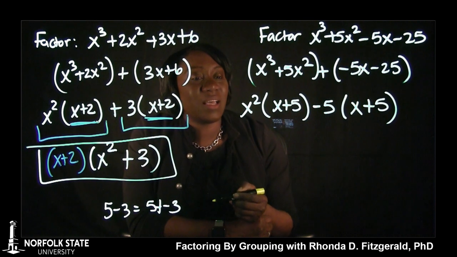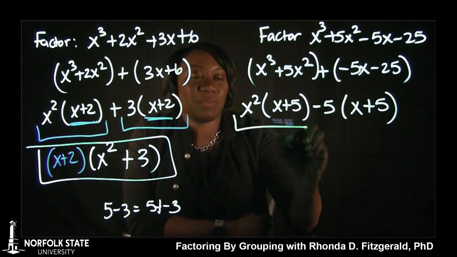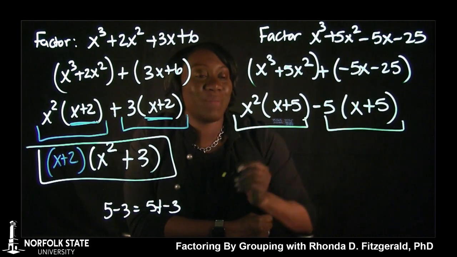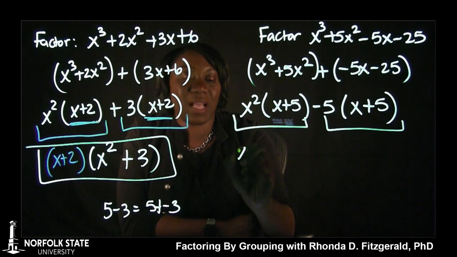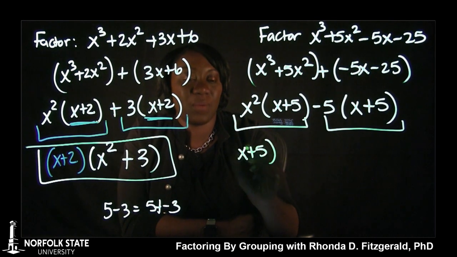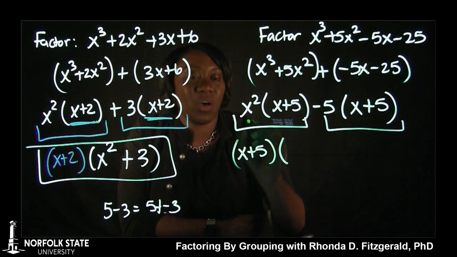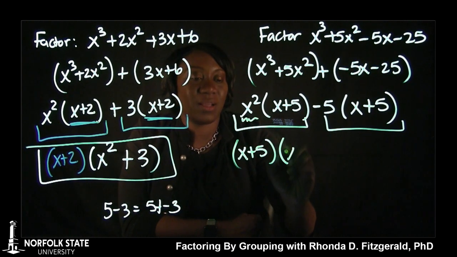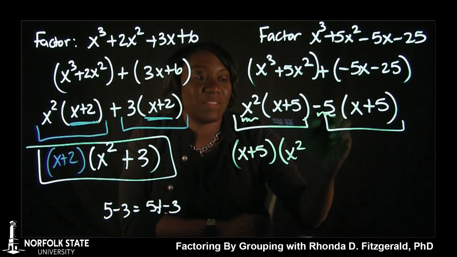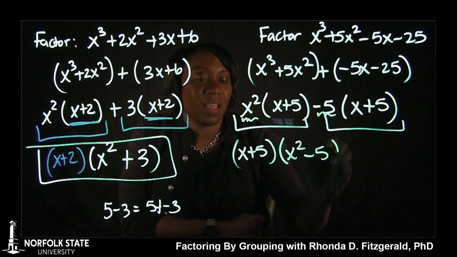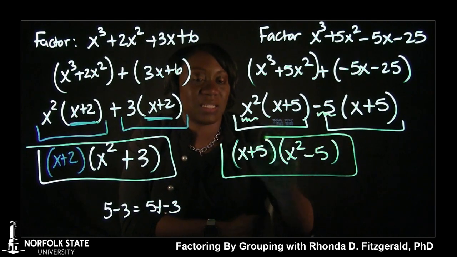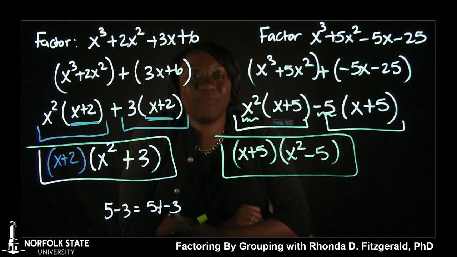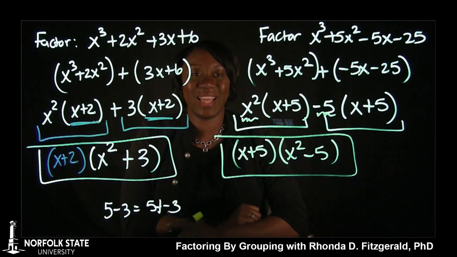So now that we see that we have x plus 5 in both parts, we can factor out x plus 5. And when we factor out x plus 5, what's left is x squared minus 5. And that is our final answer. And this is how we factor by grouping. Thank you.